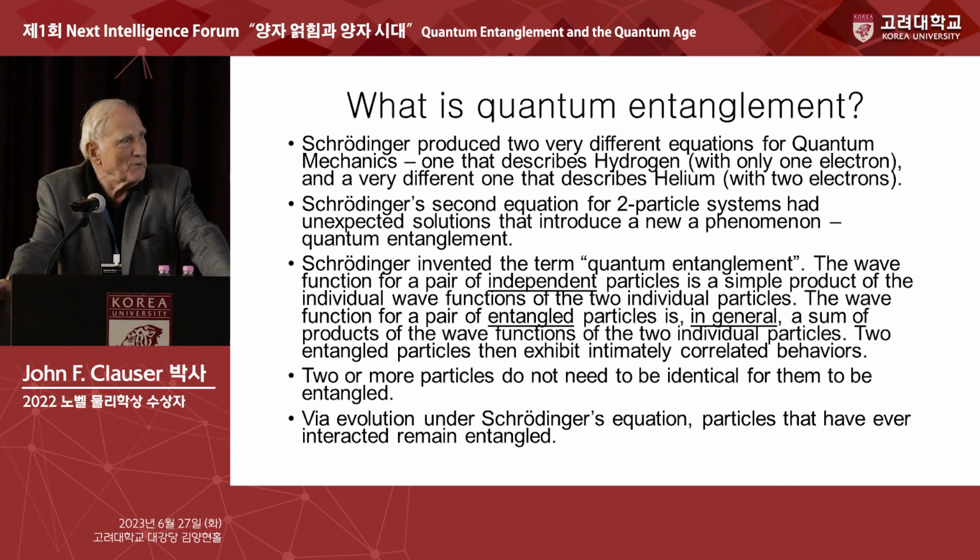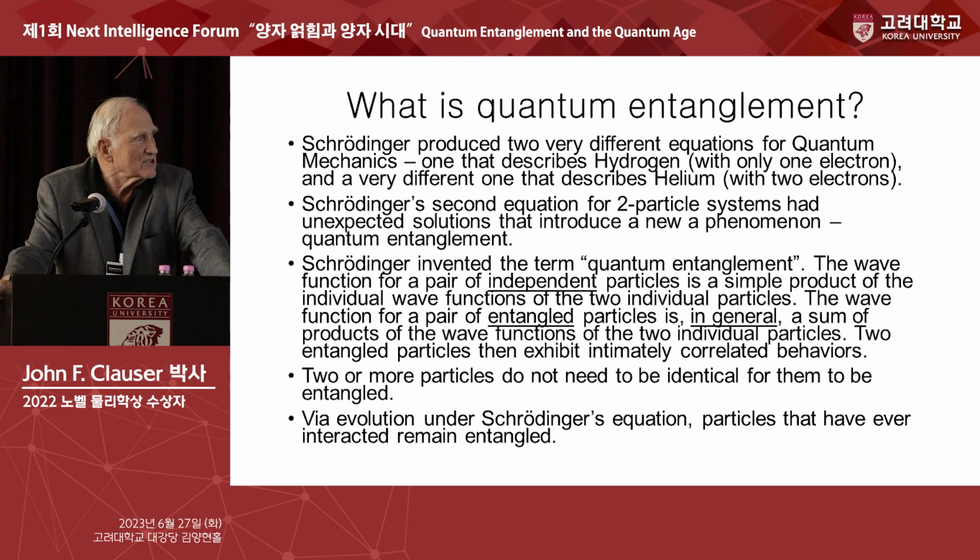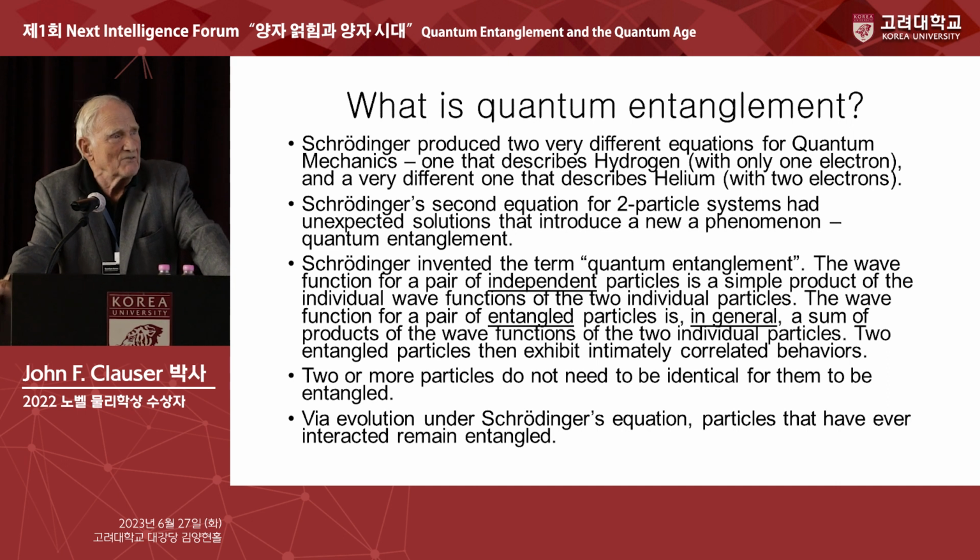The wave function for a pair of independent particles is a simple product of the individual wave functions of the two individual particles. The wave function for a pair of entangled particles is, in general, a sum of products of the wave functions for the two individual particles. Two entangled particles then exhibit intimately correlated behaviors.